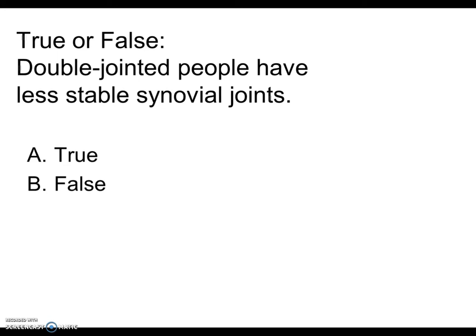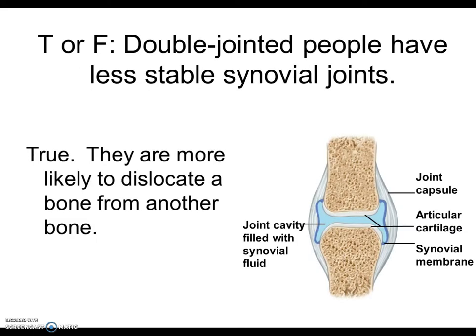Okay. So we have a true or false question. So think about people who are double jointed. Do you think this is true or false? Double jointed people have less stable joints. So this is actually true.